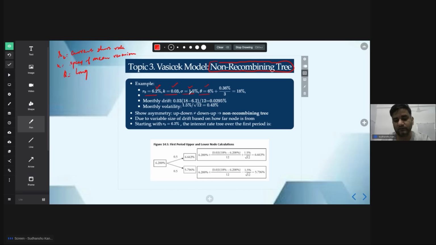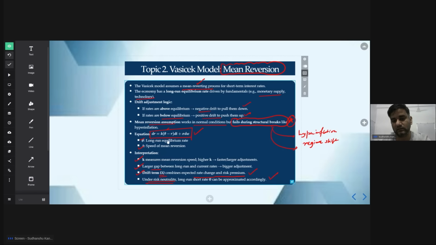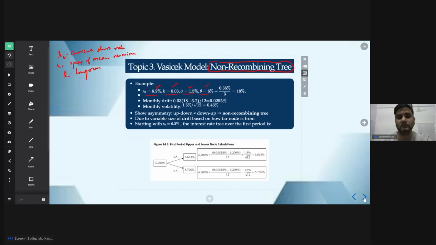Sigma was volatility, obviously, annual volatility. Now, theta is equal to what? It's the long run equilibrium rate as given in your setup, right? If you go back to theta for just a second, you see it is the long run equilibrium rate. Theta is your long run equilibrium rate.